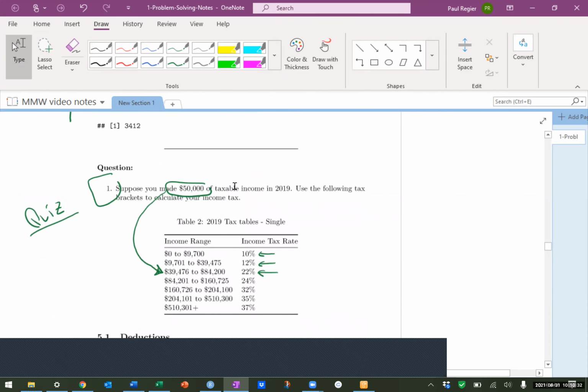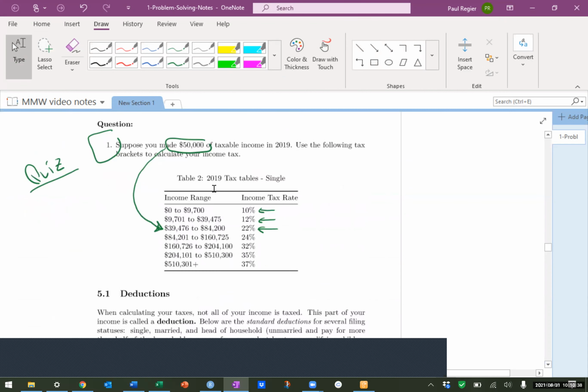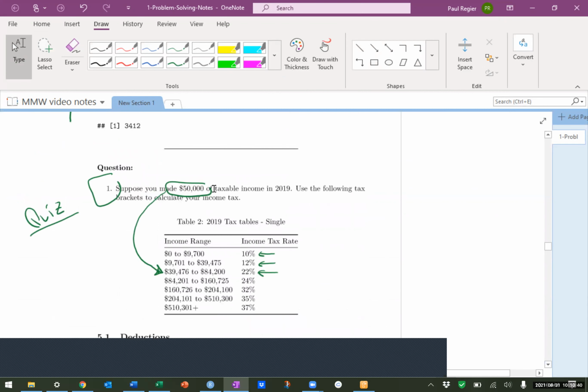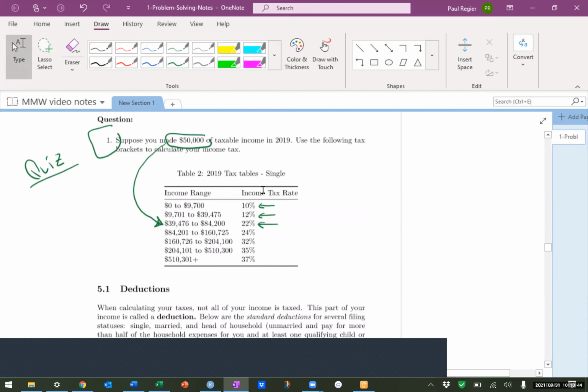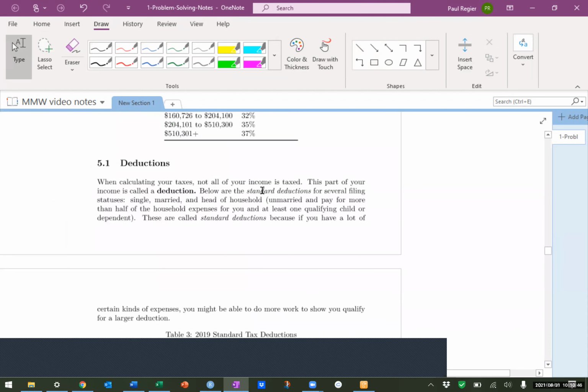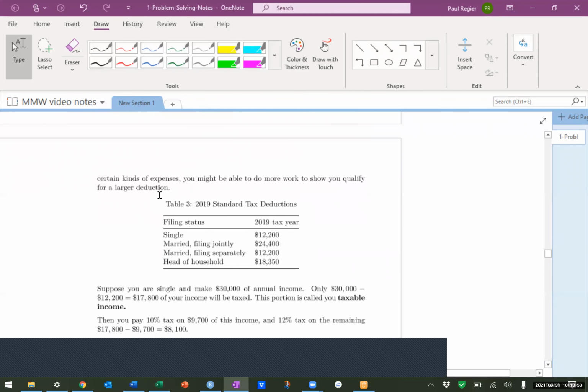Now remember, we're talking about taxable income. There's something nice that the United States does, which is that not all of your income is taxed. We figure you need some money to live on. And so if you make below a certain amount, that amount of money is not taxed. And that's what's called a deduction. So deductions reduce your taxable income. And here are what the deductions are for 2019. If you're single, any money you make below 12,200 is not taxed.